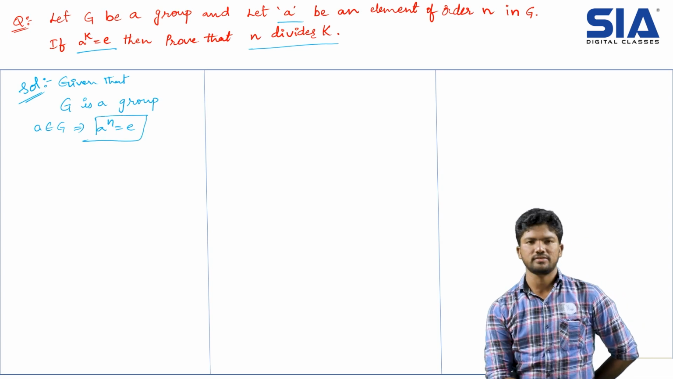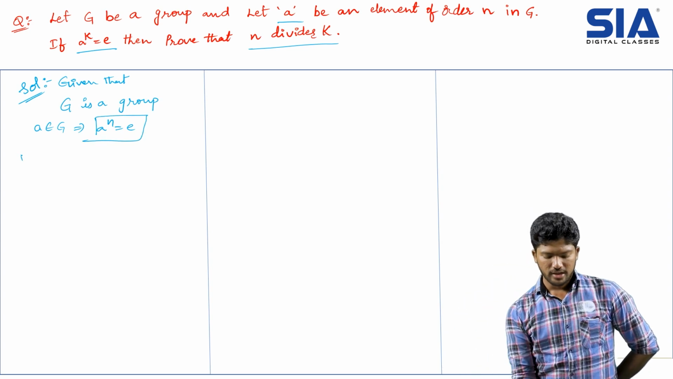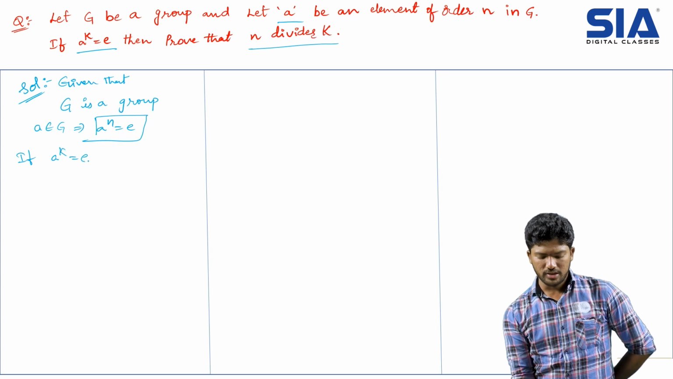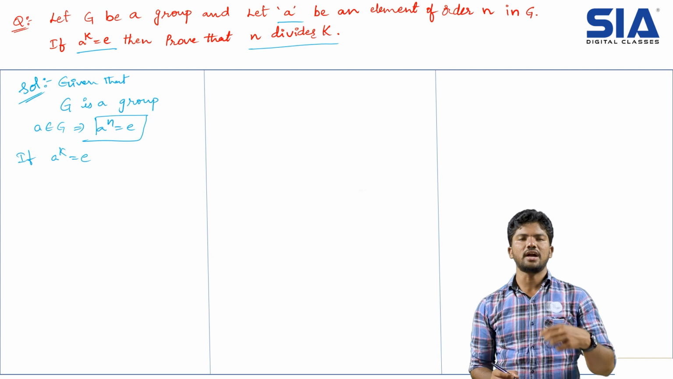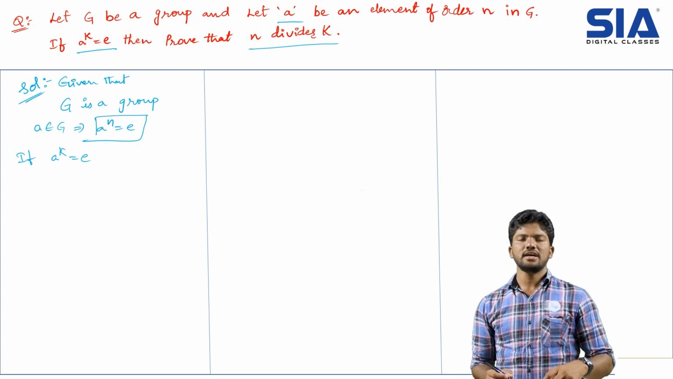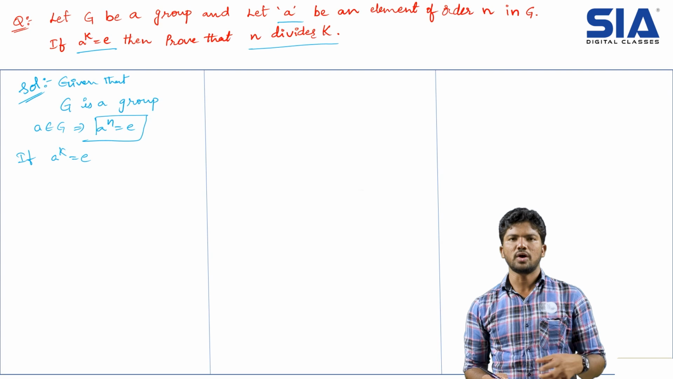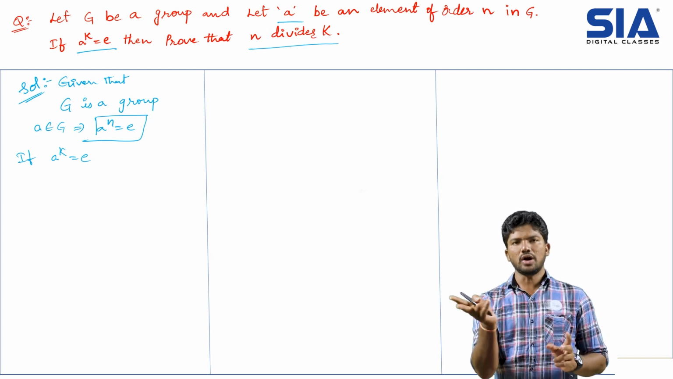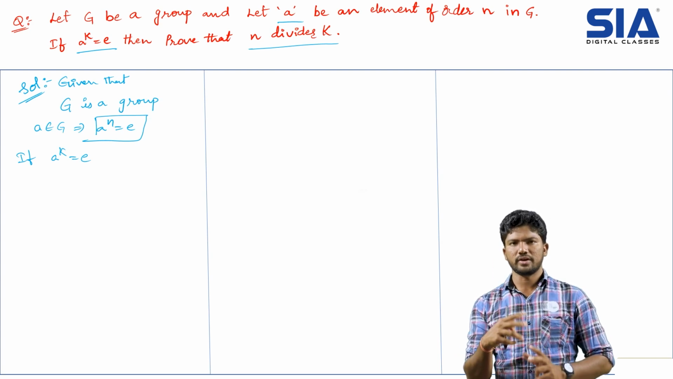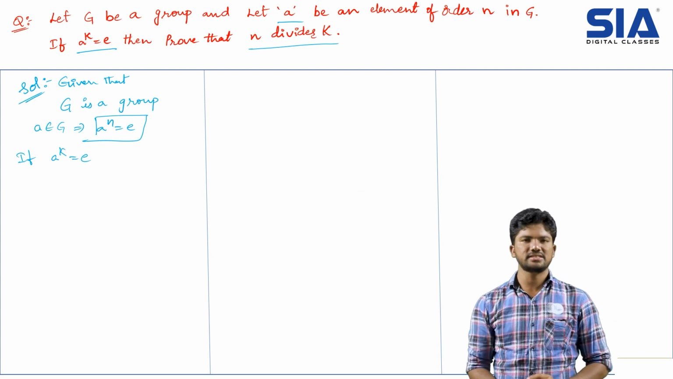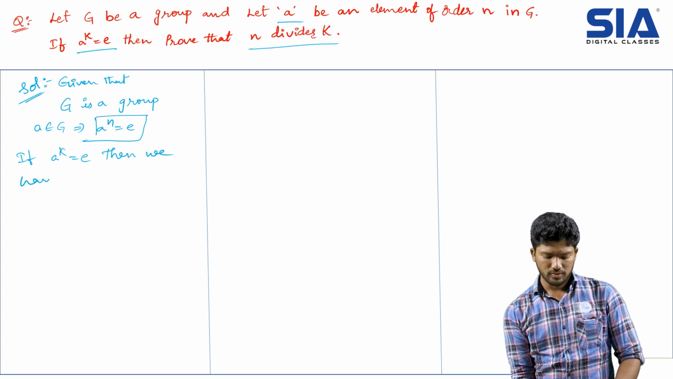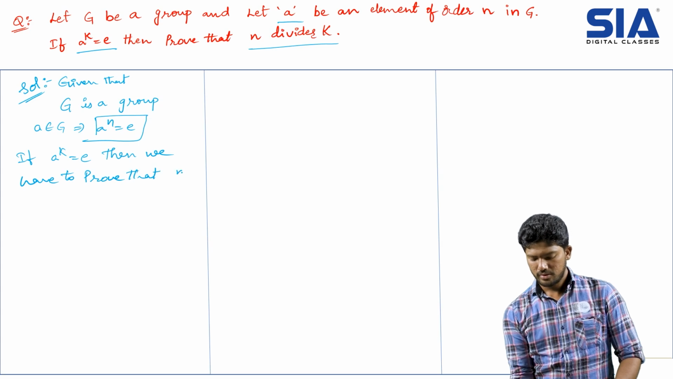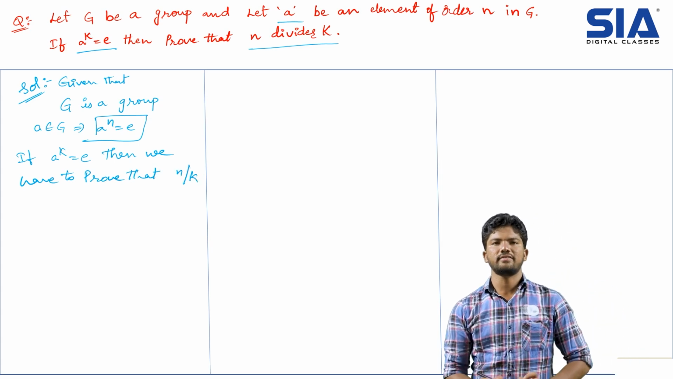Okay, randomly we can take this value trivially. So and if a power k is equal to small e, okay, again the same element, we have small a has order n. In the problem what he is asking, if the same element has another order small k, then prove that the two order values will divide both of them. Okay, so n divides k. So if a power k is equal to small e, then we have to prove that n divides k.